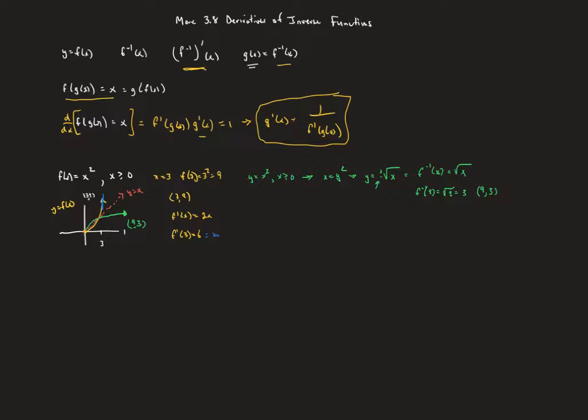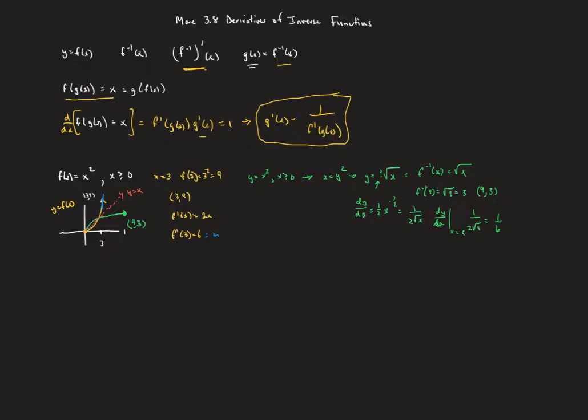We can see that the derivative of our square root function is 1/2 x to the negative 1/2, which is 1 over 2 square root of x, so that the derivative of our inverse, evaluated at x equals 9, is going to be 1 over 2 square root of 9, which is 1/6.